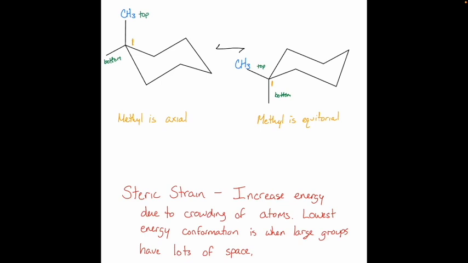So I know that the structure on the right is more stable because large groups prefer the equatorial position.